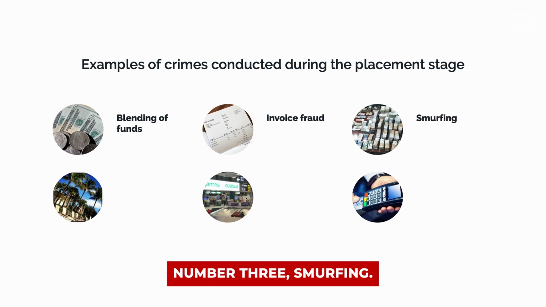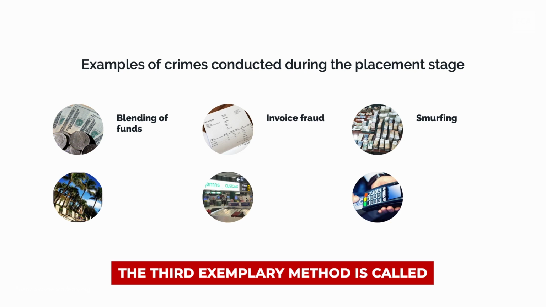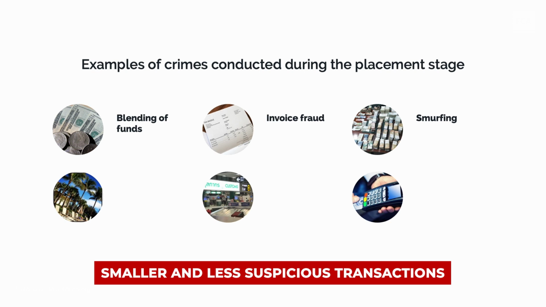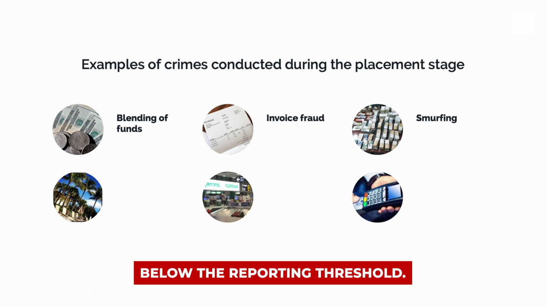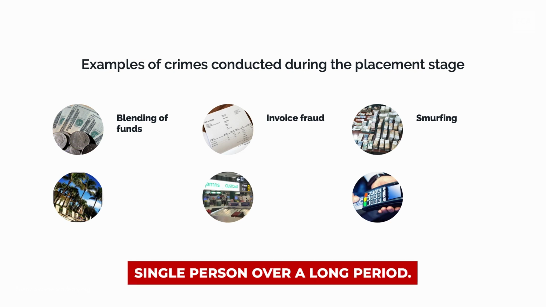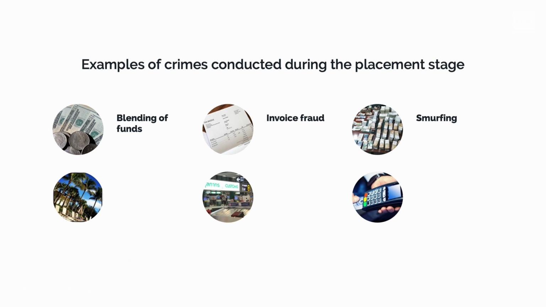Number 3. Smurfing. The third exemplary method is called smurfing, which breaks a large sum into smaller and less suspicious transactions below the reporting threshold. The illegal funds are often deposited into one or multiple bank accounts by either multiple people, known as smurfs, or by a single person over a long period.